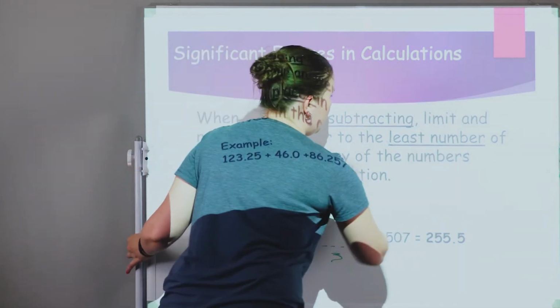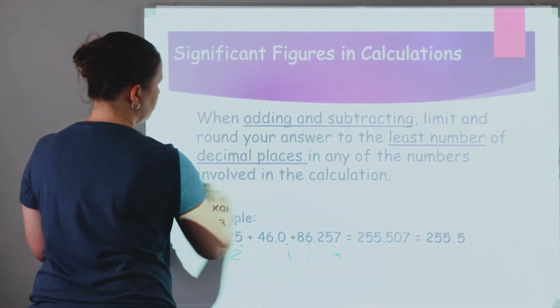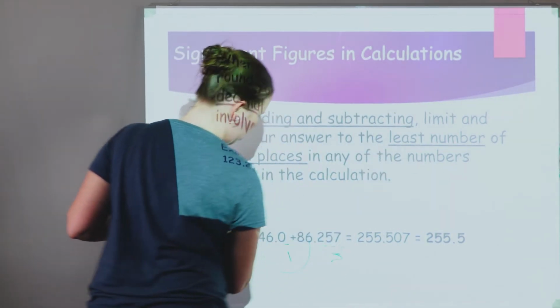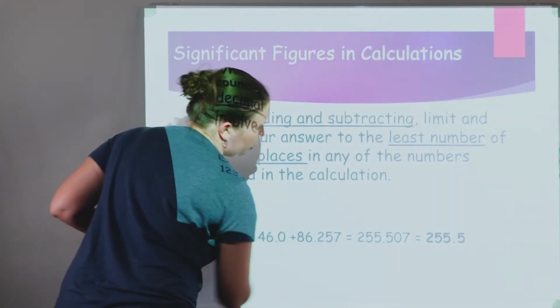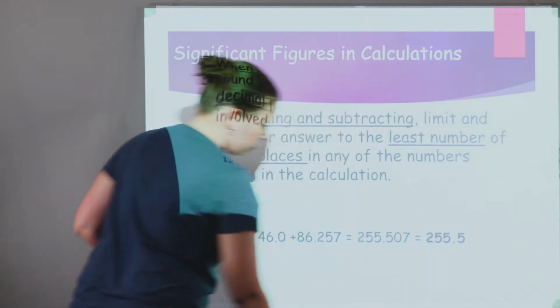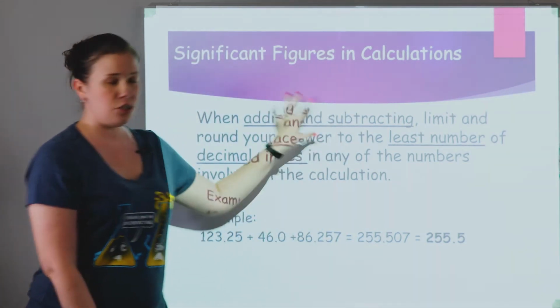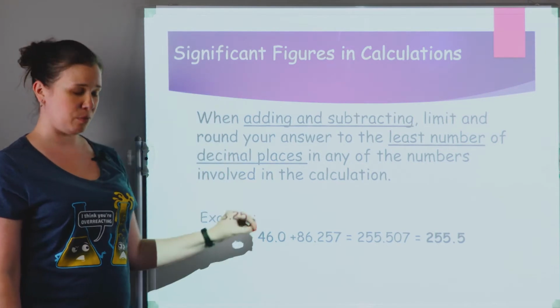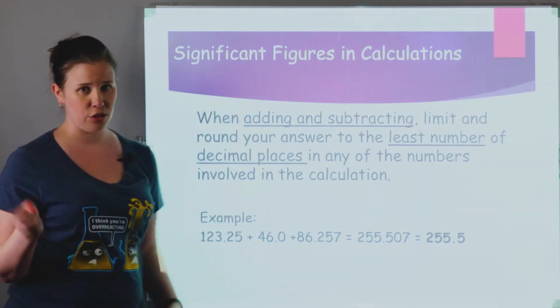And actually in this class, we do like 10 times more multiplication and division than we do addition and subtraction. So this rule gets forgotten usually by the time we need it. So remember, addition and subtraction goes by decimal places. It is different than the multiplication and division.